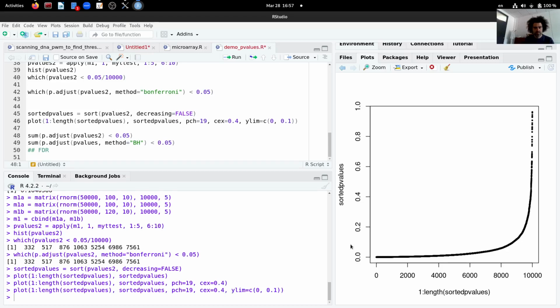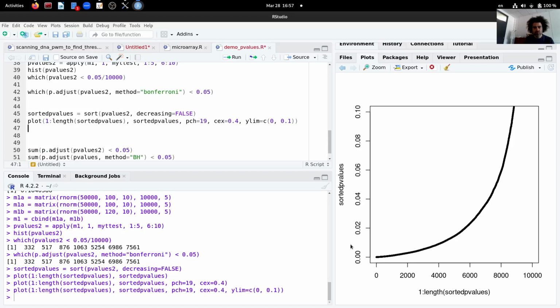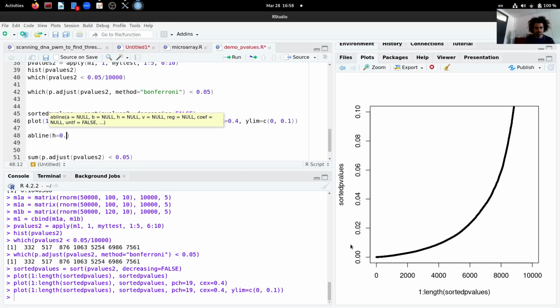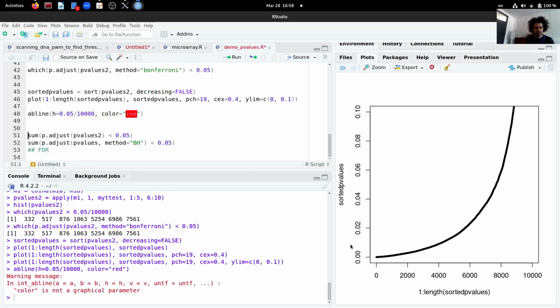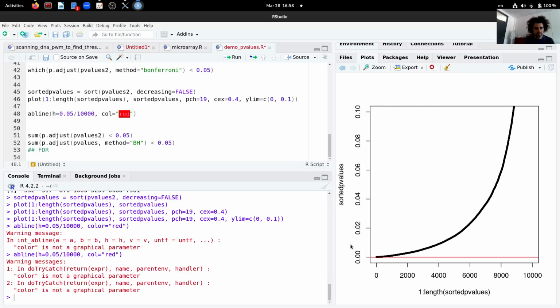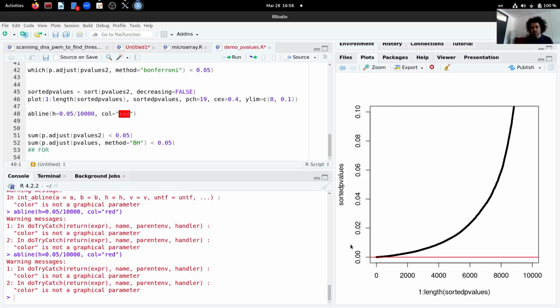Okay, now if I have a significance cutoff value based on the Bonferroni correction, then this would be the following: abline with h equal to 0.05 divided by 10,000, and the color will be red. Sorry, here the parameter is h.